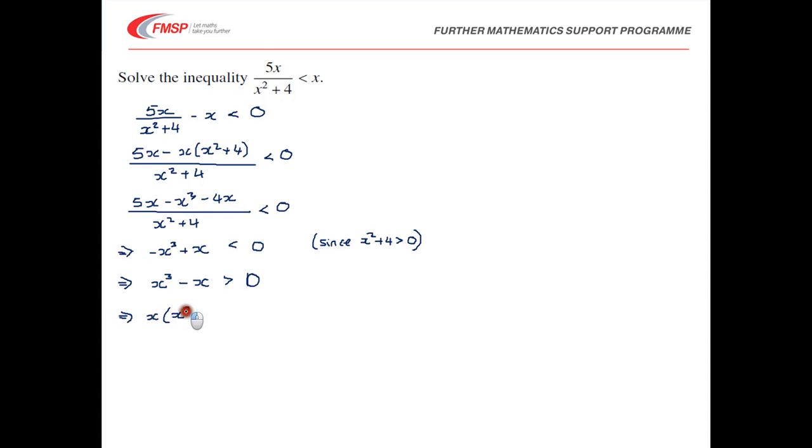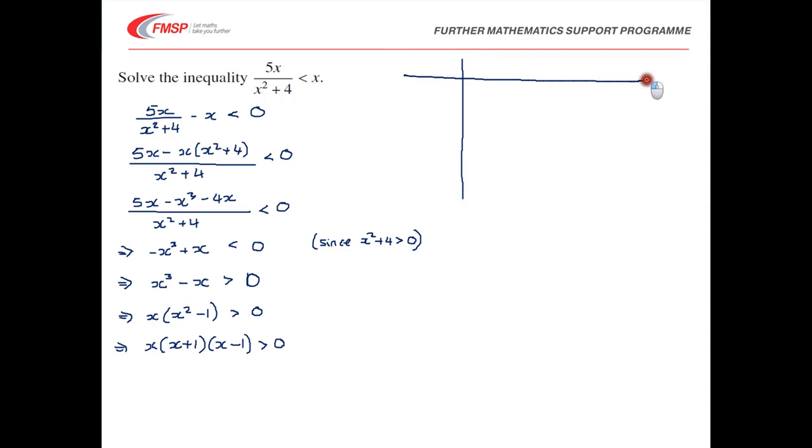So x into x squared minus 1, and x plus 1, x minus 1. Now at this point I could draw a graph, but I'm in algebra mode rather than graph mode, so I'm going to continue by considering critical values. So my critical values are 0, -1 and 1. So working from left to right, x is less than -1, between -1 and 0, between 0 and 1, and bigger than 1.